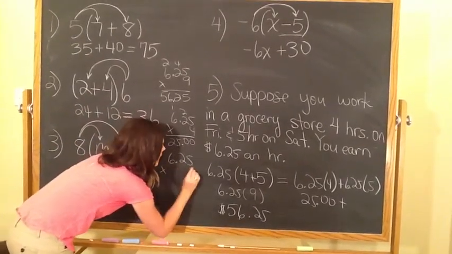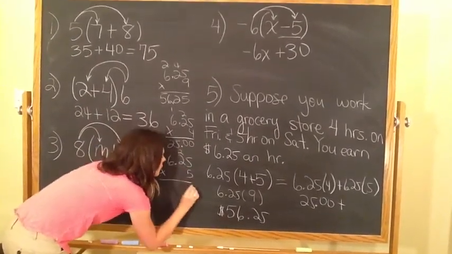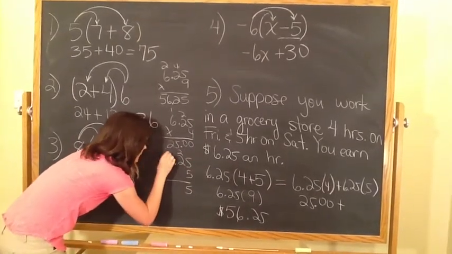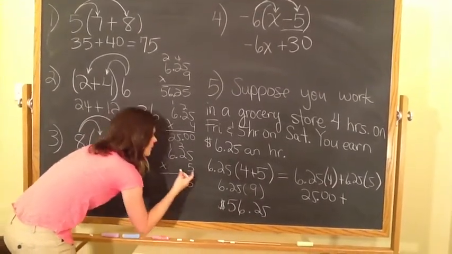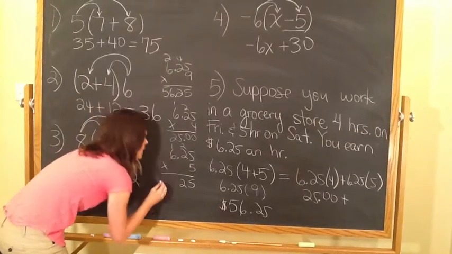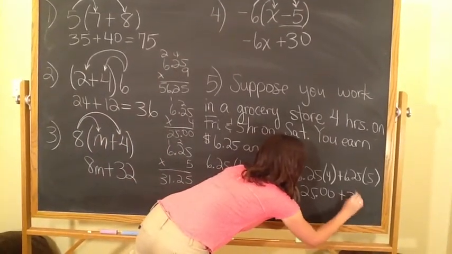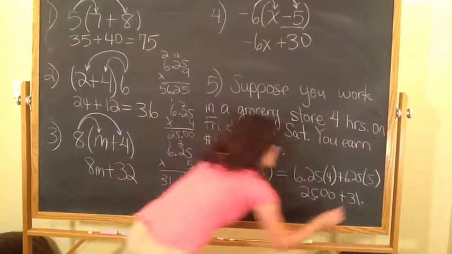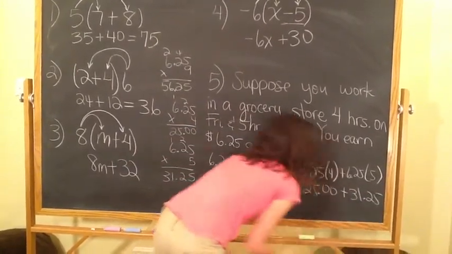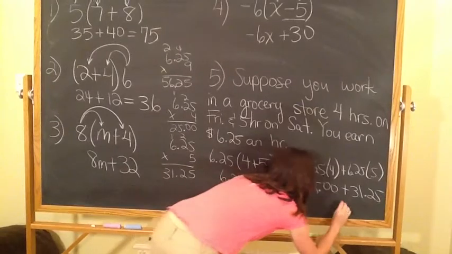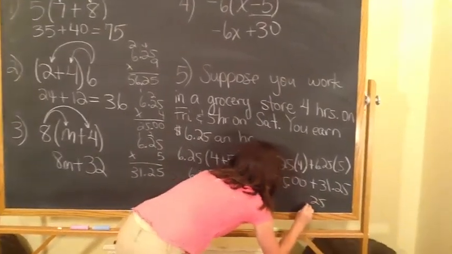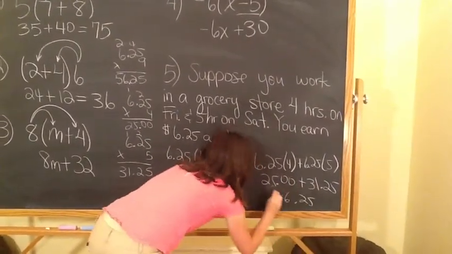$6.25 times 5. 5 times 5 gives us 25. 5 times 2 gives us 10, plus 2 gives us 12. 5 times 6 gives us 30, plus 1 gives us 31. So we have plus $31.25. And if we add them up, we're going to get 25 cents and 6 and then 5.